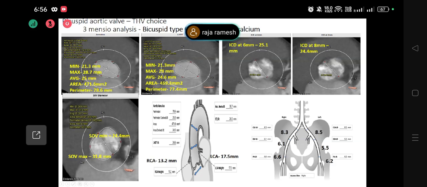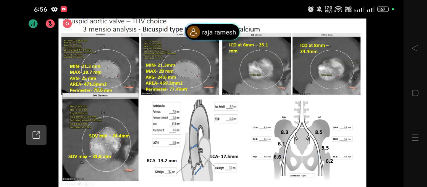And the annulus diameter here is 25. And as I mentioned before, we have to measure the diameters above the annulus also for bicuspid valve patients. That is called the intercommissural distance. It is 25.1.